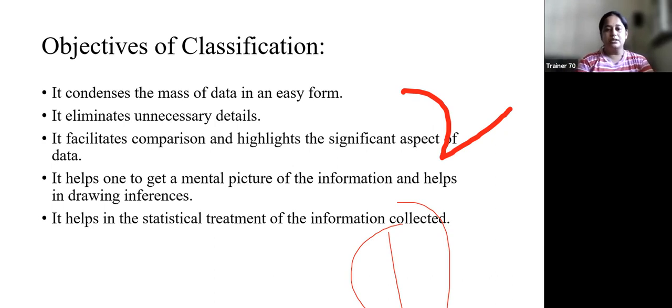It helps in the statistical treatment of the information collected. अब ये जो इंफॉर्मेशन आपके पास आ गई है जिसको हमने क्लासिफाई कर दिया है, उसके ऊपर आप कोई भी statistical treatment, meaning if you want to calculate their averages, if you want to calculate their correlation, if you want to calculate their regression, any other statistical treatment you can apply on that. So these are the objectives of classification.